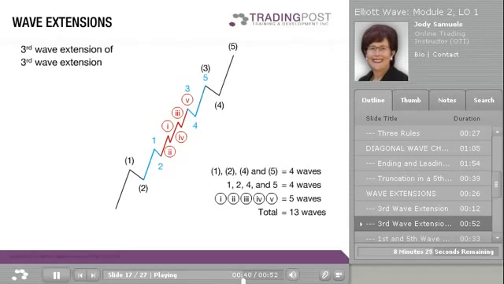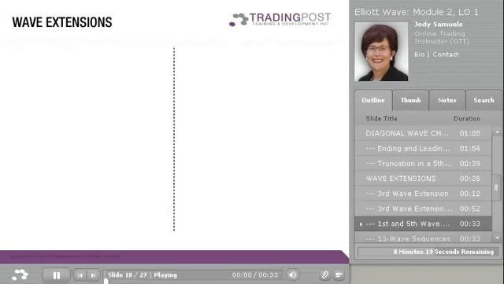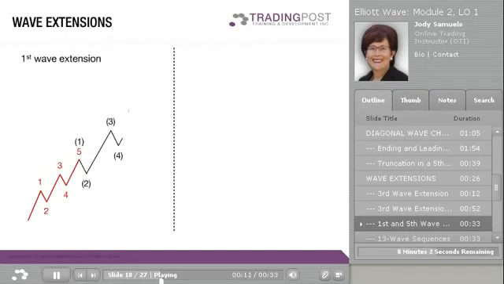Now the next question is, if wave 3 is extended, what does that tell you about the length of wave 5? I can hear you saying that it won't be extended, and that is the correct answer. Now, let's look at wave 1 and wave 5 extensions. Waves 1 and 5 extensions also occur in the form of 9-wave and 13-wave sequences as well.